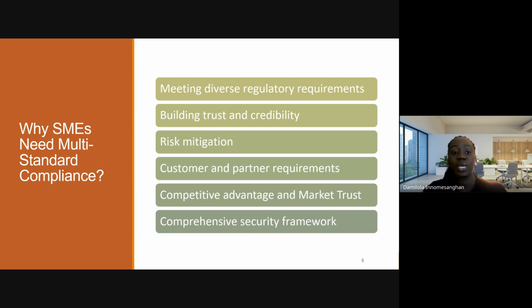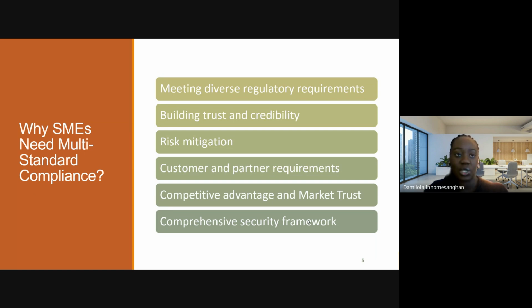We're also going to be speaking on why organizations require multi-compliance. There are diverse reasons why SMEs, service provider SMEs especially, need multi-standard compliance. One of the reasons is to meet diverse regulatory requirements. Some industries are mandated to comply with multiple regulations to be able to operate legally.